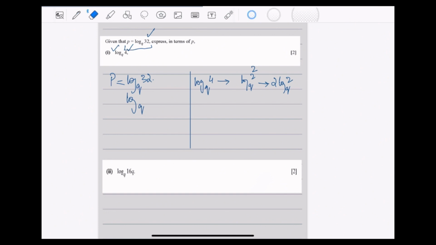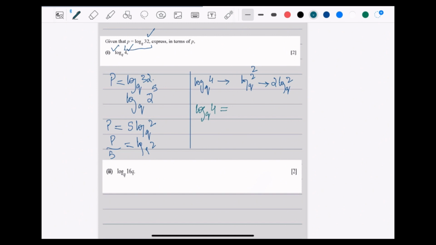And hence p can be written as log q of 2 to the power of 5. So p equals 5 times log q of 2, and log q of 2 can be written as p over 5. And since we already established that log q of 4 is the same as 2 times log q of 2, instead of log q of 2 I can replace it with p over 5, and hence 2p over 5.